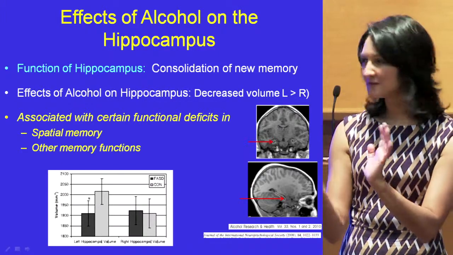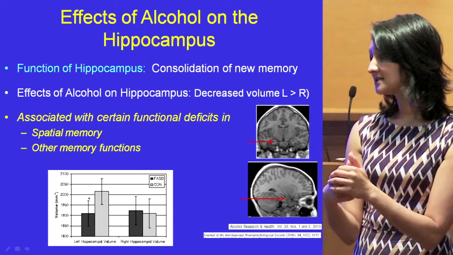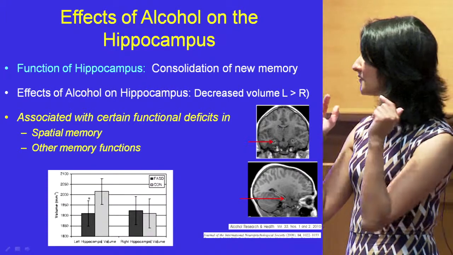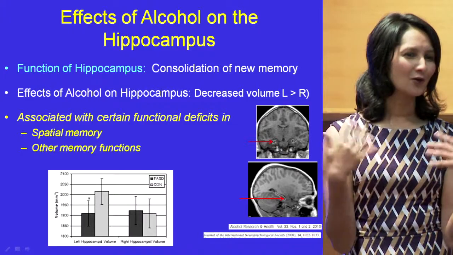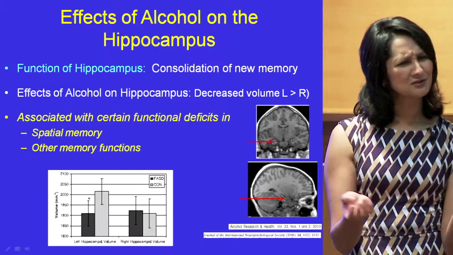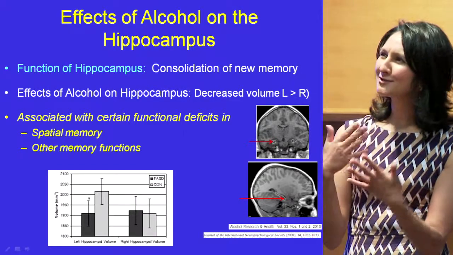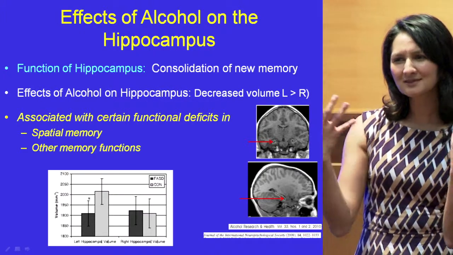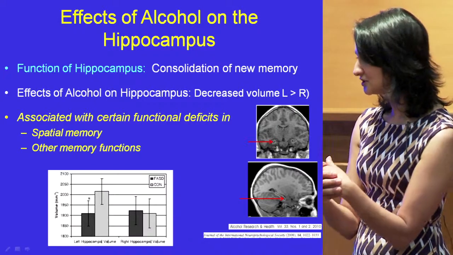It seems to affect the left more than the right. We're not sure why. But as a result, they have deficits in their spatial memory and deficits in other memory functions. From a functional standpoint, these kids often have to learn the same thing over and over again. It can be really frustrating for teachers. It can be really frustrating for parents. And so working with them to help them consolidate new memory, when that is a part of their brain that is vulnerable, becomes a challenge.